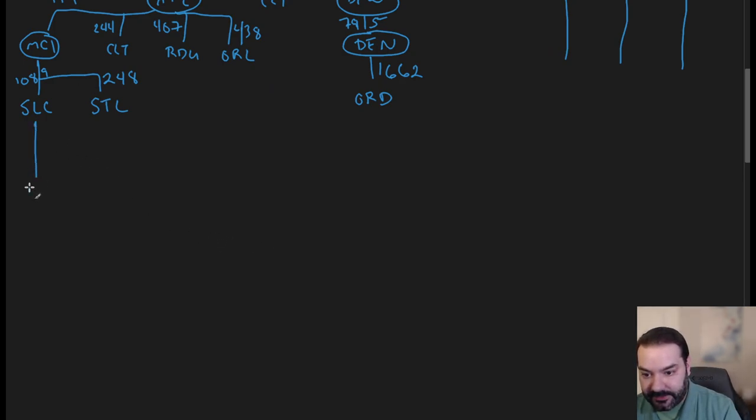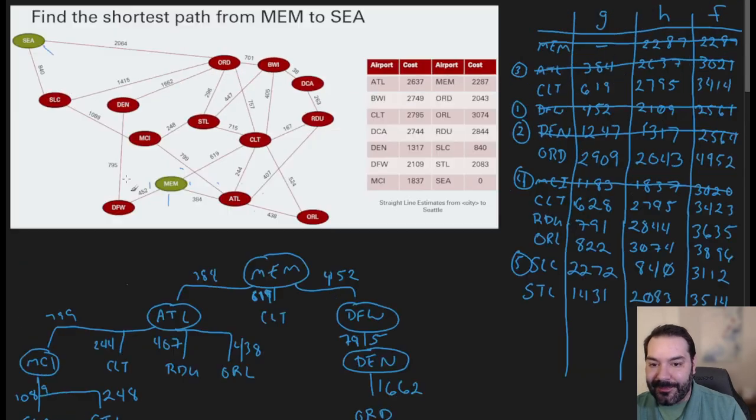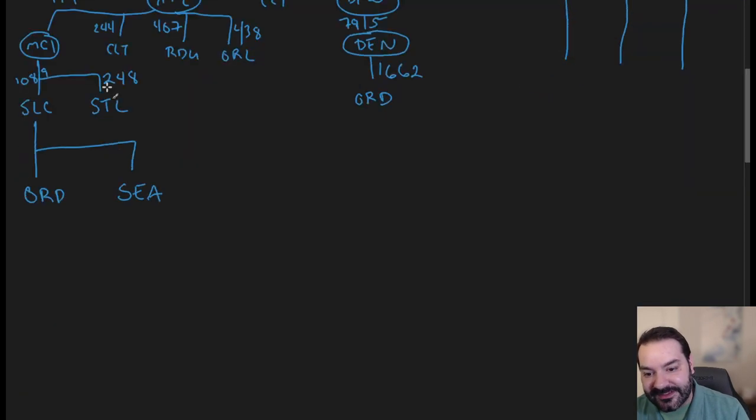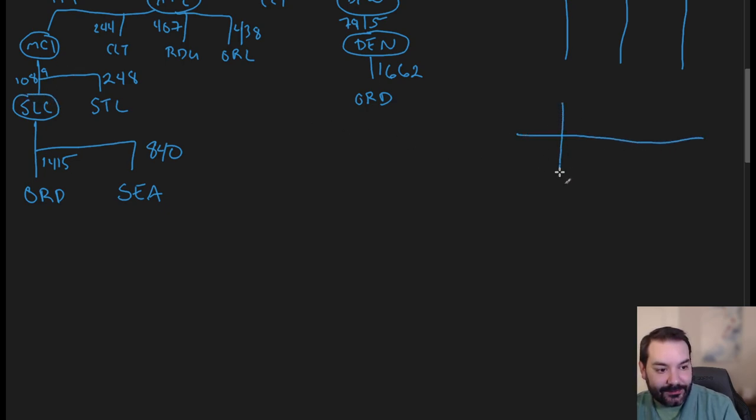So Salt Lake City can go to ORD or the Promised Land, our goal, Seattle. What were the paths for that? Let's see, 1415 and 840. And let me add that little circle so we get that going on there. I am just going to do it down here. So F, H, G. So let's see, ORD to Seattle.